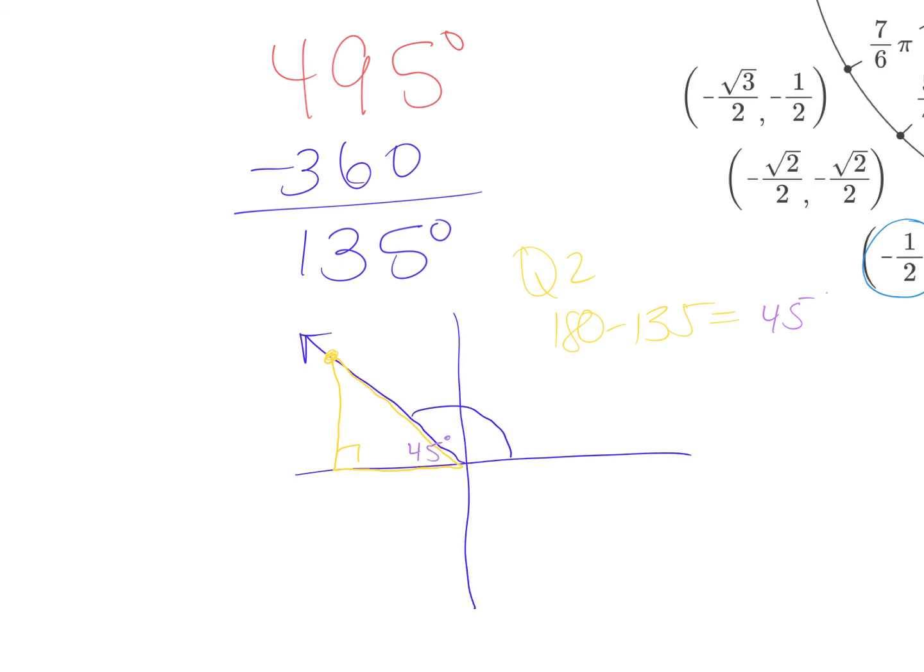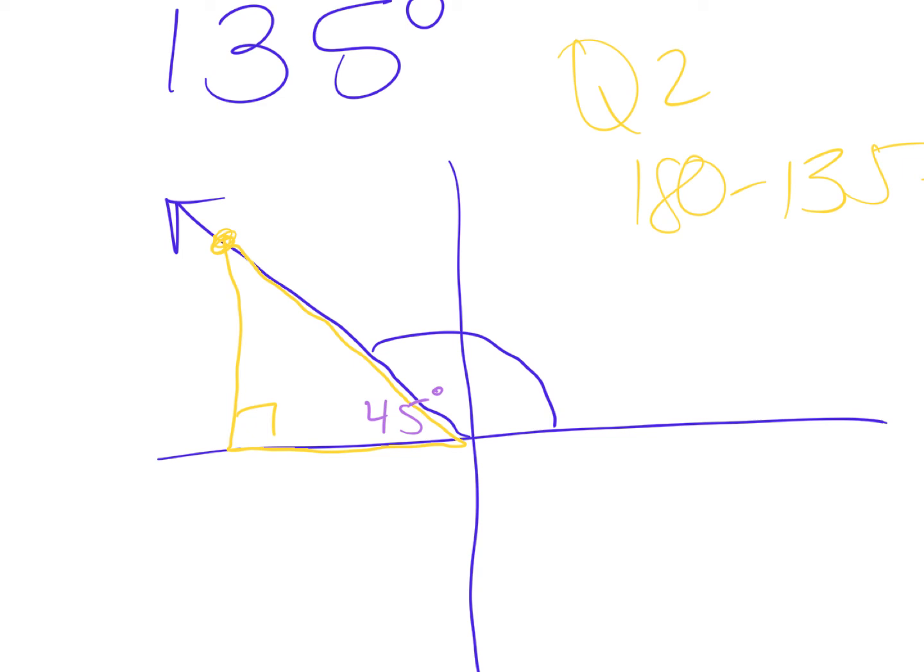Well, we like 45s because the 45, 45, 90 is our easiest special right. What are the legs of the 45, 45, 90? Both of them are 1. So x and y are 1. And then what's your hypotenuse? The square root of 2. Now, since we're in the second quadrant, what are the signs of x and y? X is negative because you went left, and the y is positive because you went up.